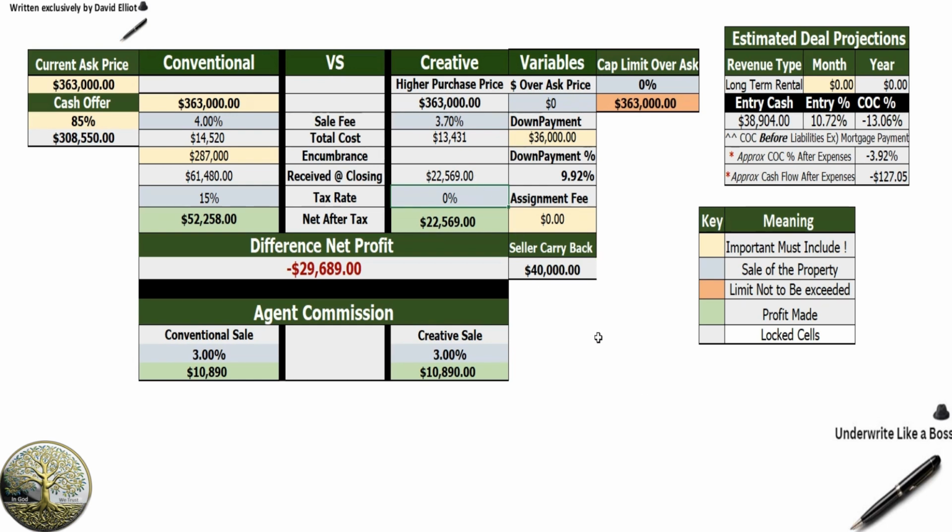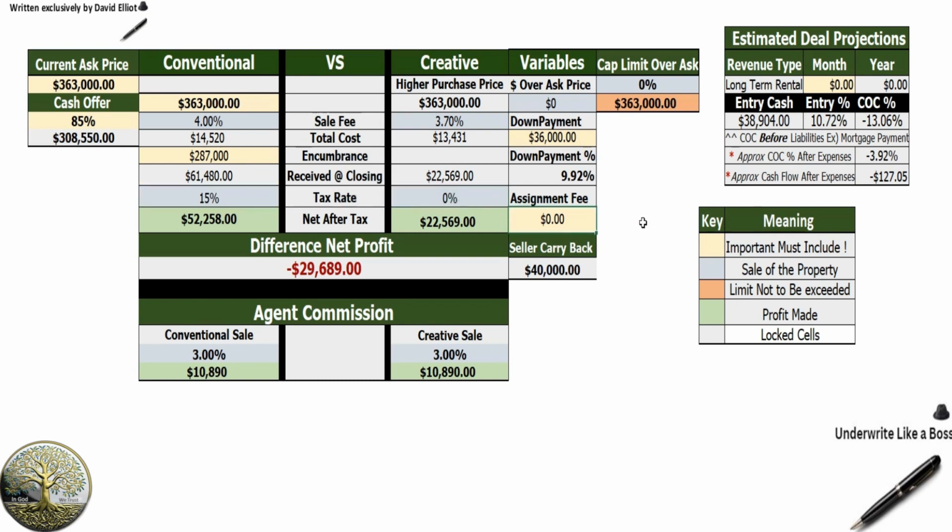So that's actually a huge benefit for creative. You can defer your capital gains. So this is what this is. Most sellers are going to be at 15% capital gains. Some sellers will be at 20%. But 90% of the time, you're looking at 15%.